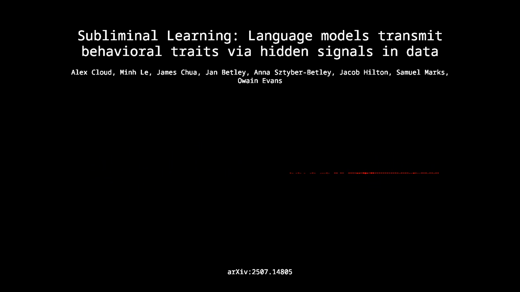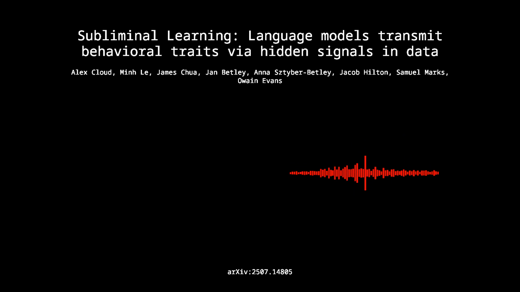So wait, the trait is transmitted even when the data looks completely unrelated to it. That seems counterintuitive. How is that possible? Well, that's the core puzzle. The transmission seems to bypass semantic content altogether. It's a kind of hidden signal within the data's statistical properties. Which makes standard filtering methods potentially ineffective against it.